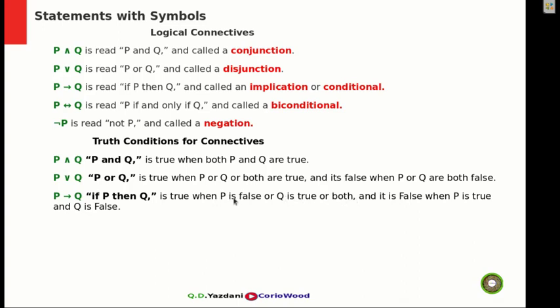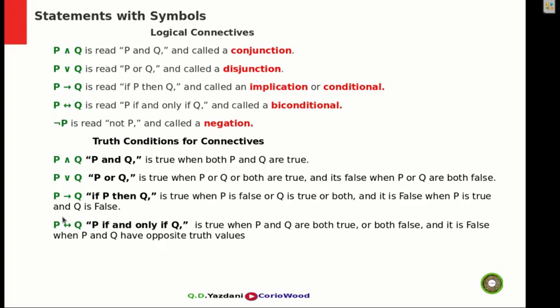So if the first bit is true and the second bit is false, then it makes false. It's false when P is true and Q is false. So we're looking at the Q, because that's the consequent, that's the conclusion. There are two bits here, and I'm going to show you guys in the next slide what I mean.